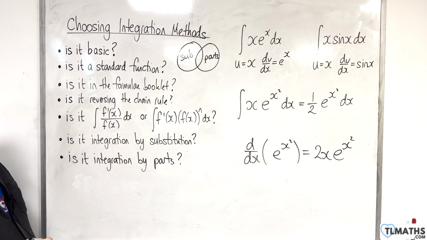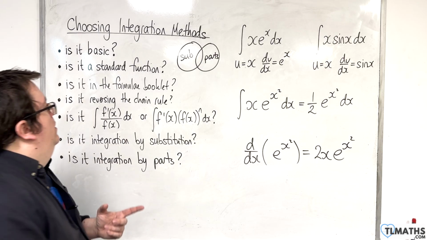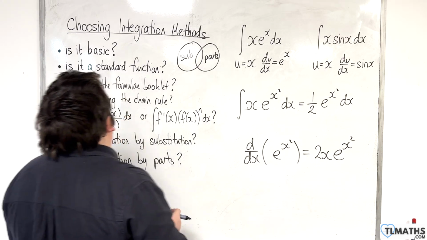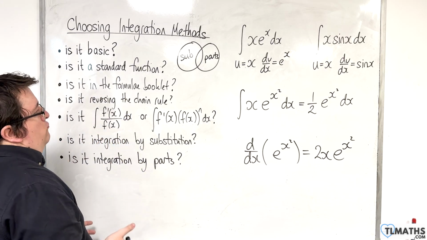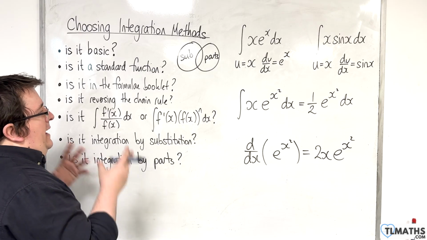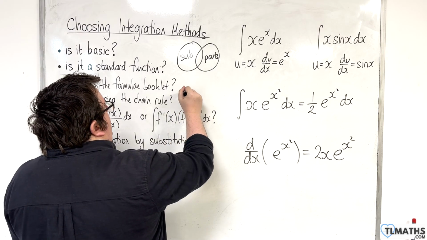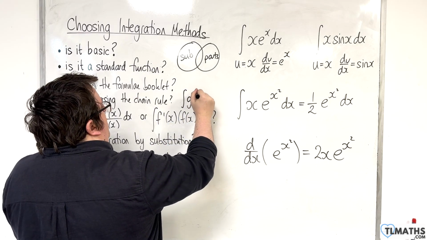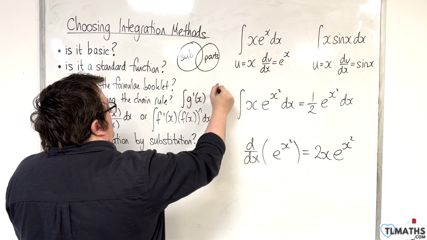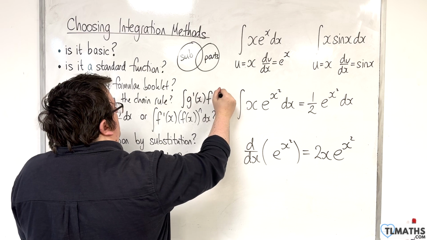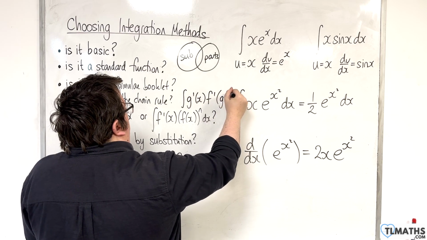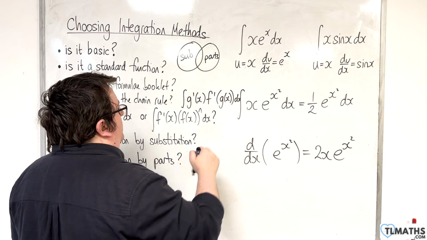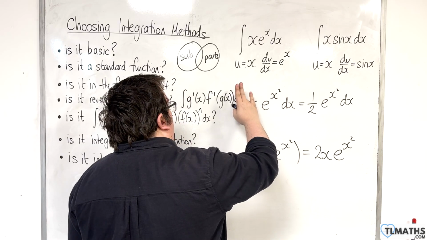Essentially, what are we asking for here? Well, is it reversing the chain rule? So is it the integral of g prime f prime of g of x dx? Let's give myself a little bit of space.